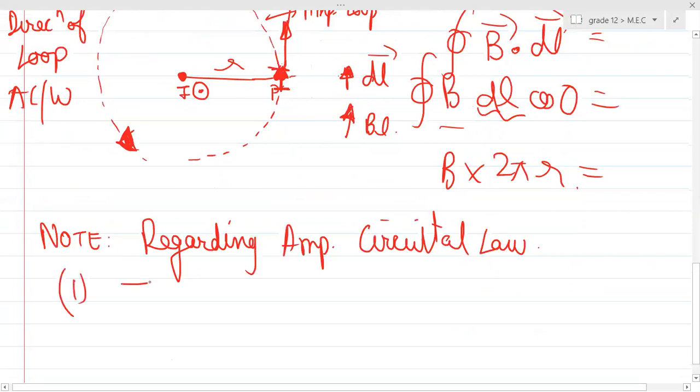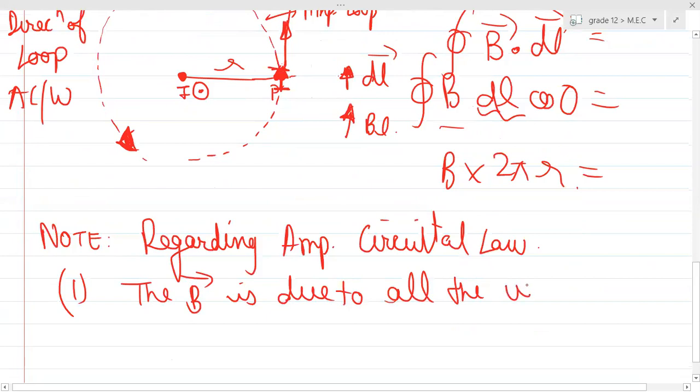So the first point: the magnetic field is due to all the wires present in the vicinity of that point.